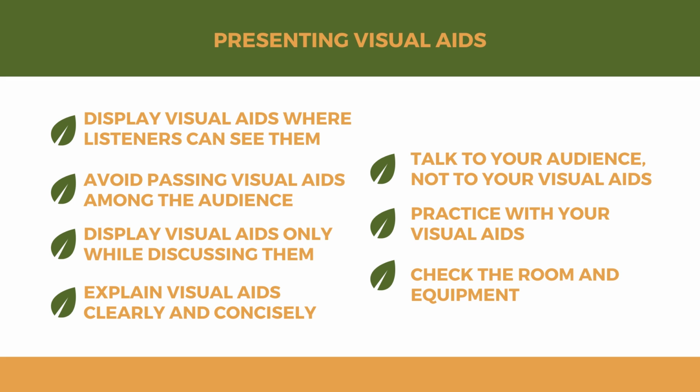Just as circulating visual aids distracts attention, so does displaying them throughout a speech. If you are using an object or a model, keep it out of sight until you are ready to discuss it. When you finish your discussion, place the object or model back out of sight.